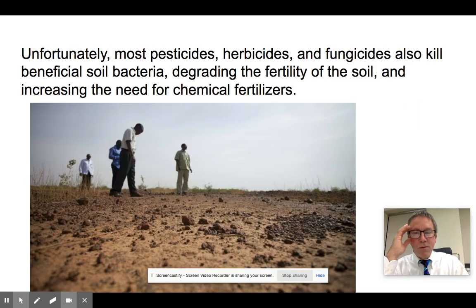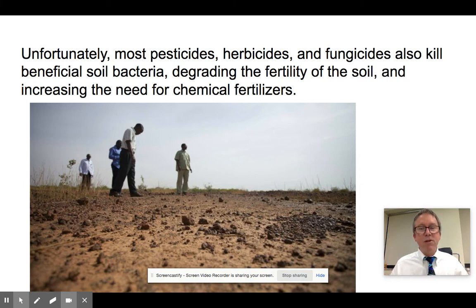Now, one of the problems with using pesticides, herbicides, and fungicides is they have a tendency to degrade the soil by killing the bacteria that live in the soil. So remember, soil is a living thing. It's not just dirt. There's a lot of life in the soil. There's a lot of nitrogen-fixing bacteria. There's a lot of nitrifying bacteria. It's an important part of the ecosystem.